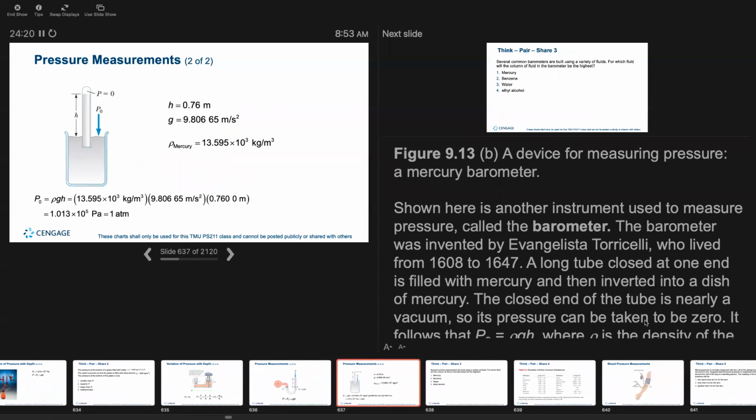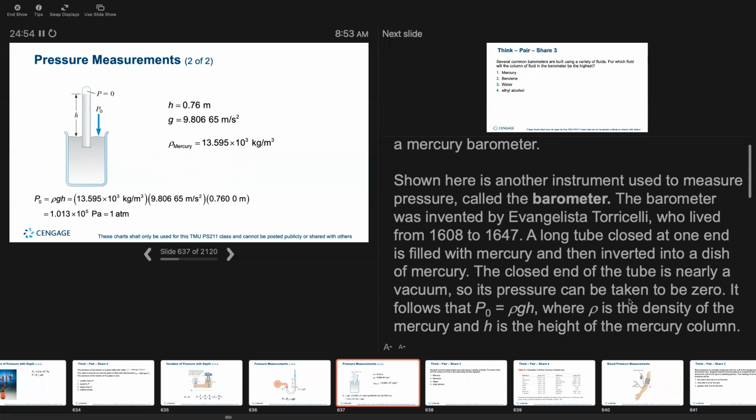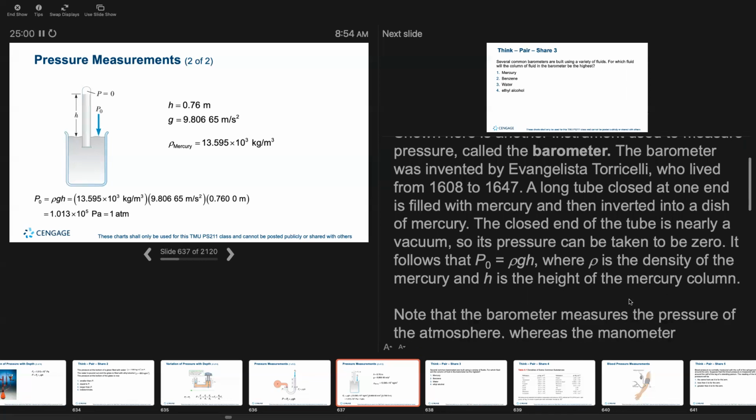So in this figure, we have a different device for measuring pressure. This is called a mercury barometer. Here, we see another instrument used to measure pressure called a barometer. The barometer was invented by Torricelli, who lived from 1608 to 1647. A long tube enclosed at one end is filled with mercury and then inverted into a dish of mercury. The closed end of the tube is nearly a vacuum, so its pressure can be taken to be zero. It follows that P0 equals ρgh, where ρ is the density of the mercury and h is the height of the mercury column.